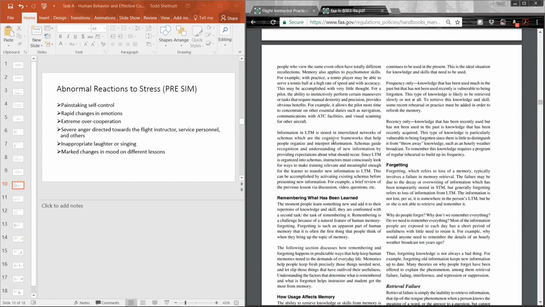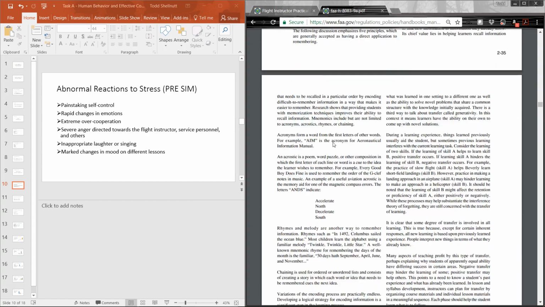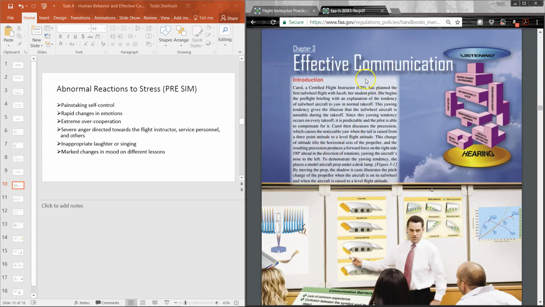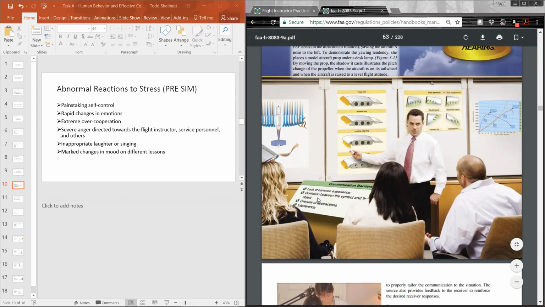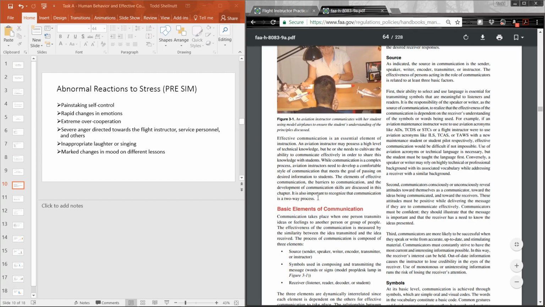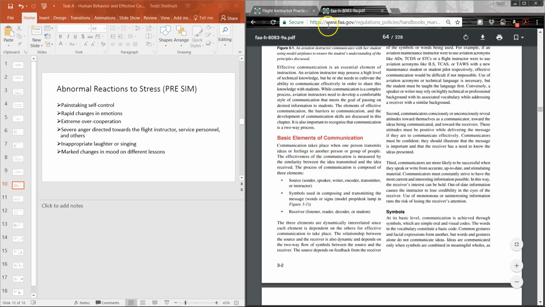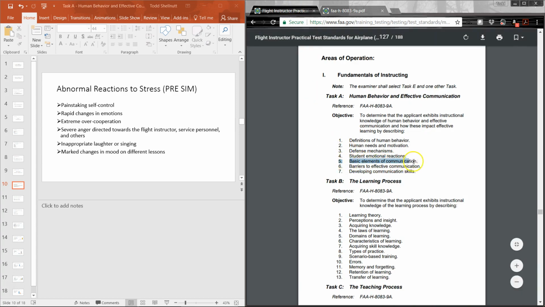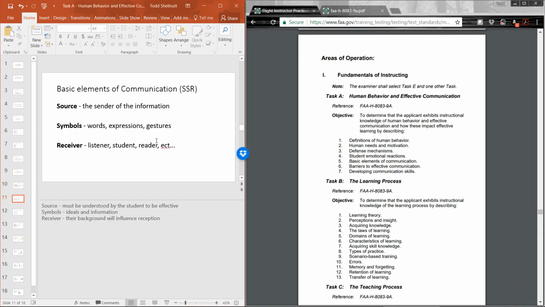That's your task B. So if you get task B in your oral, or task C, you're going to be there for a while. So here's effective communication. It's chapter 3, and it's very, very short. And what we have here is basic elements of communication. And of course, if I go back to the PTS, you can see that's the next one, basic elements of communication. So in my PowerPoint, I created a slide for basic elements of communication.